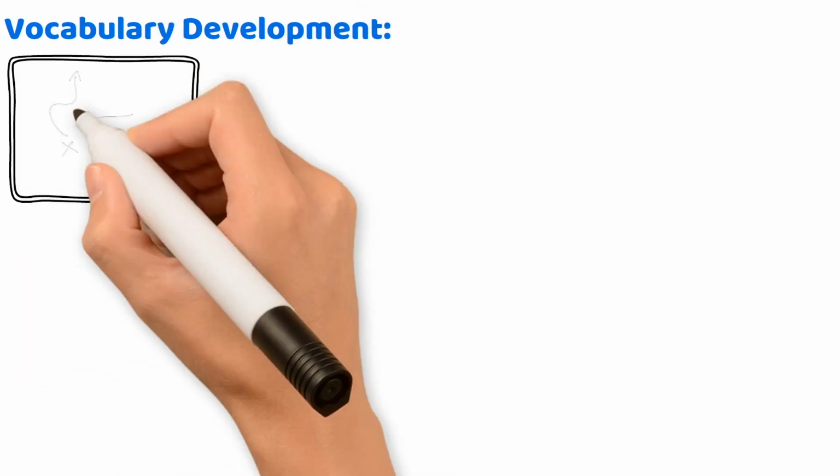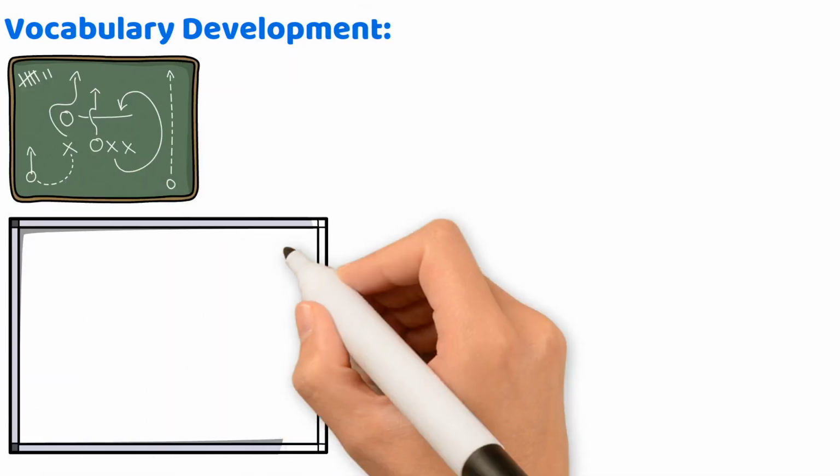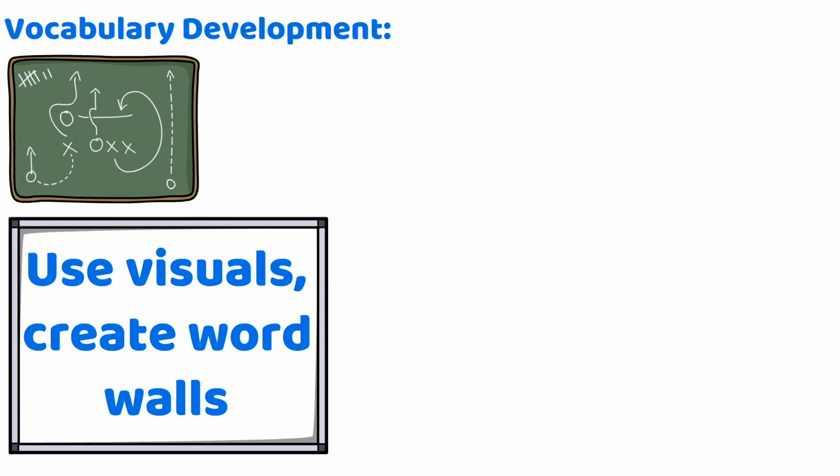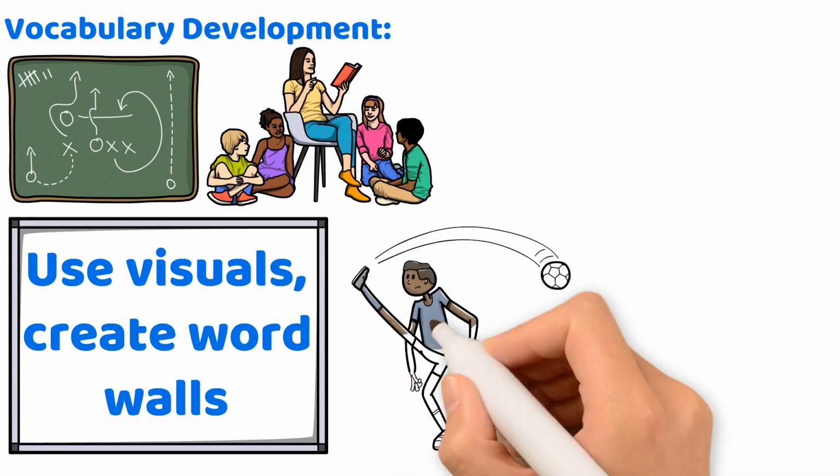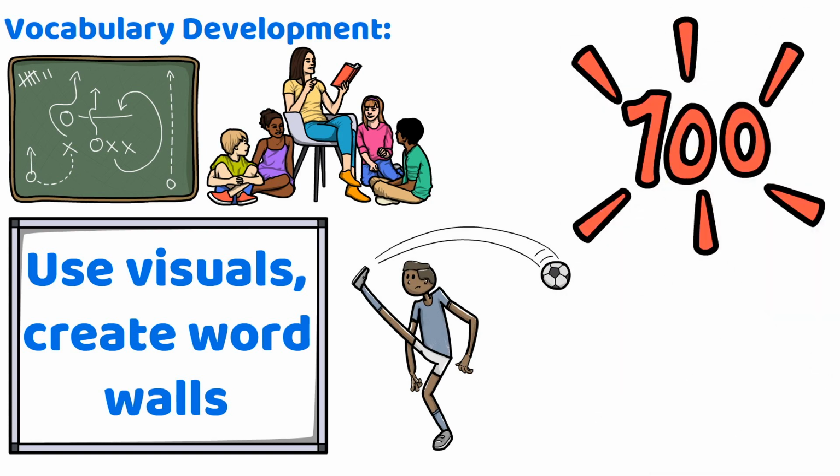Vocabulary development. Introduce scientific terms within context. Use visuals, create word walls, or have students participate in making their own glossaries. This helps demystify jargon, making content more approachable.